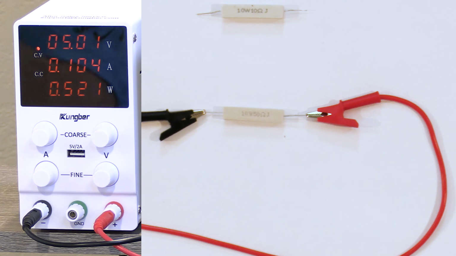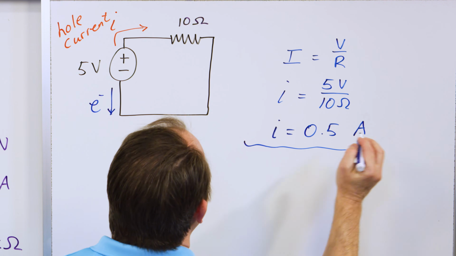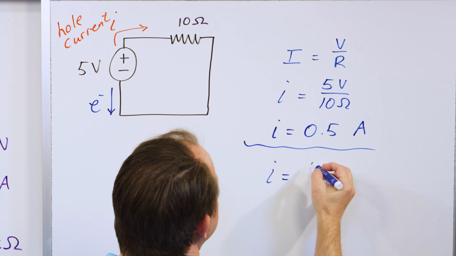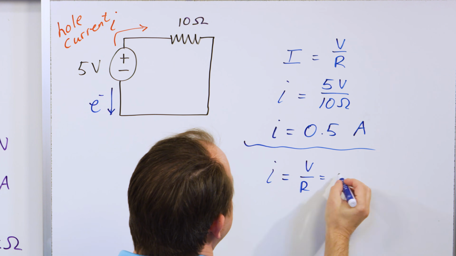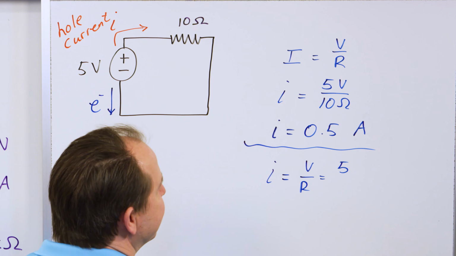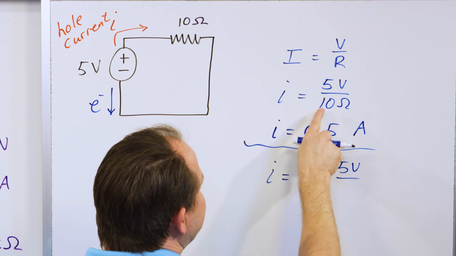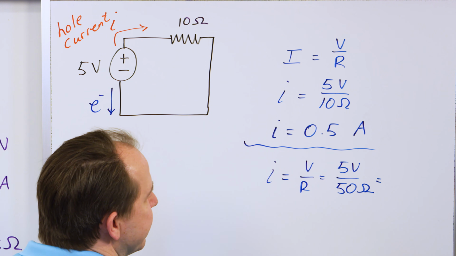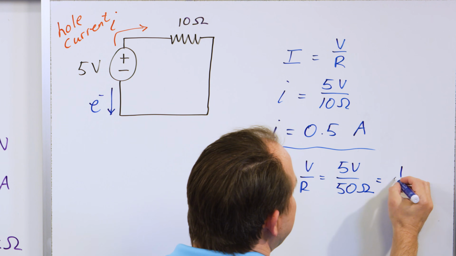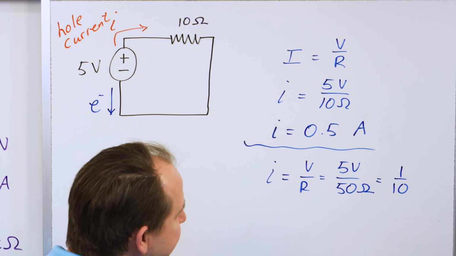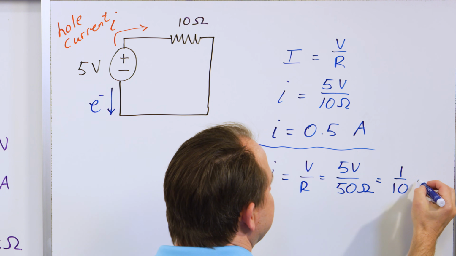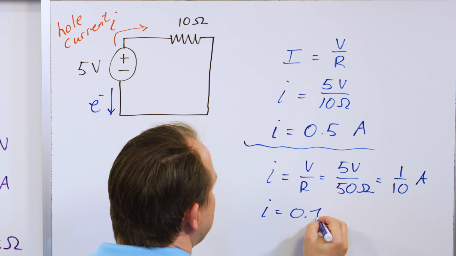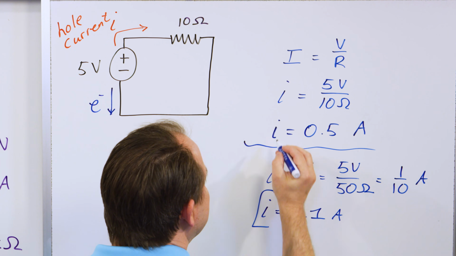Now let's go over here and verify it with Ohm's law. If I change this from 10 ohms to 50 ohms, then it's going to be V over R, and the voltage would stay the same at 5 volts. The resistance, I changed it from 10 to 50 ohms, and 5 divided by 50 is 1/10, right? The unit is amps, and 1/10 is 0.1 amps. And this is exactly what we get.